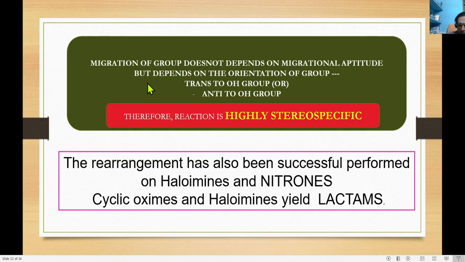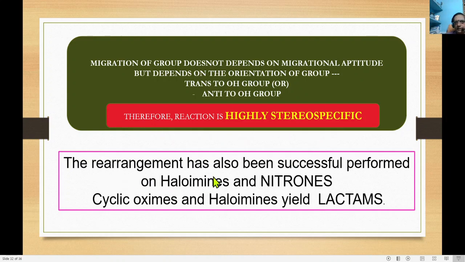But in the case of the Beckmann rearrangement reaction, the migrating group does not depend on the migrating aptitude, but depends on the orientation of the group on the oxime nitrogen. Whichever group is trans or anti to the OH group is the group that migrates. So you find out the OH group presence there. Which one is trans to the OH group? That group will migrate and give your product, so the reaction is highly stereospecific.